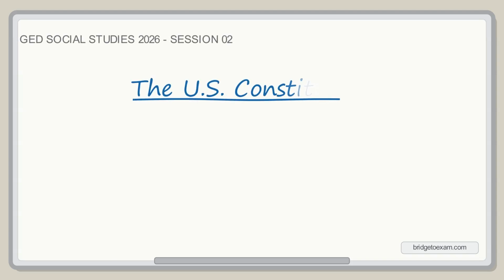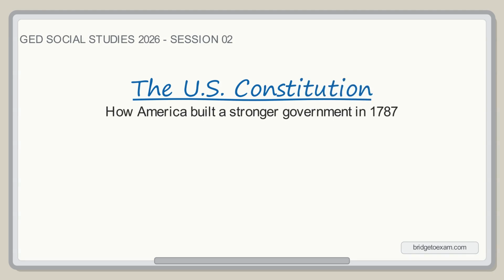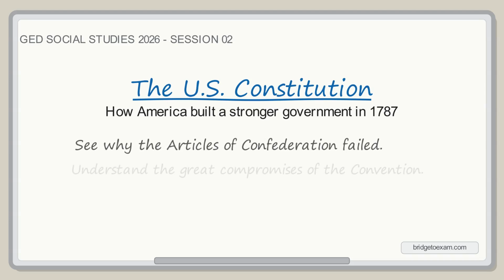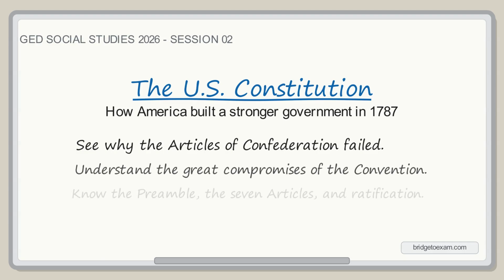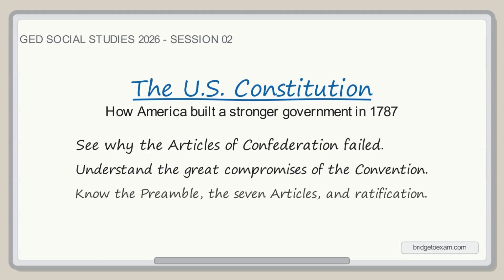Welcome to Session 2 of GED Social Studies. Last time, we covered the ideas behind American democracy. Today, we see how those ideas became a real, working government, the United States Constitution. By the end, you will know why the country's first government fell short, how the framers compromised to fix it, and what the preamble, the 7 articles, and ratification each did.